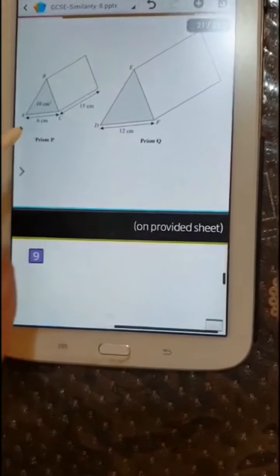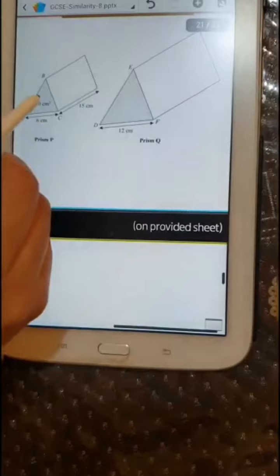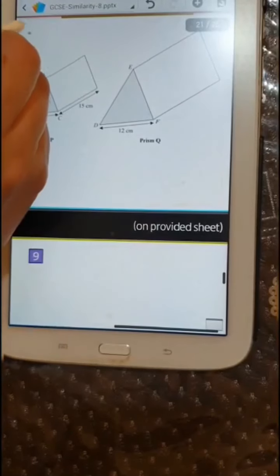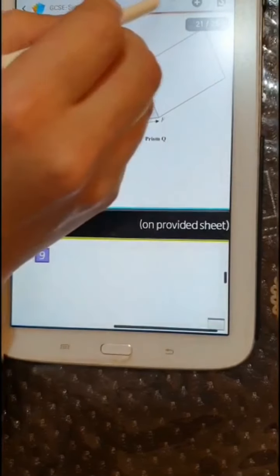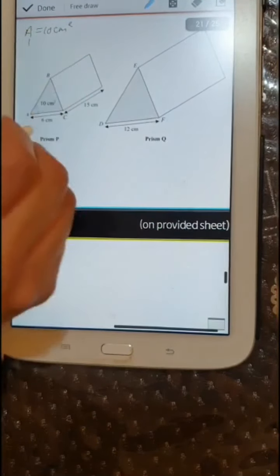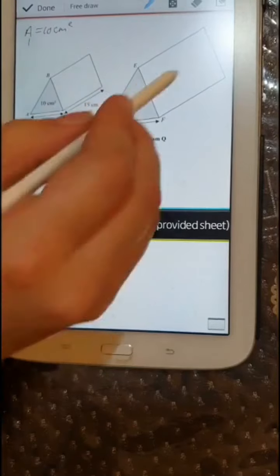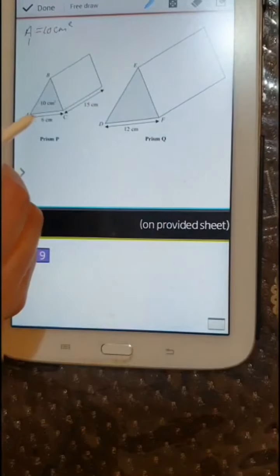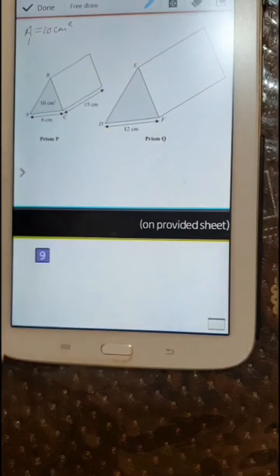We have the first prism P with a cross-section area. It's given that the area of the cross-section is equal to 10 centimeters squared. So this is the first area for this shape. I don't have the area of the other shape. I have only the lengths given, which are 6 centimeters here and 12 centimeters here.